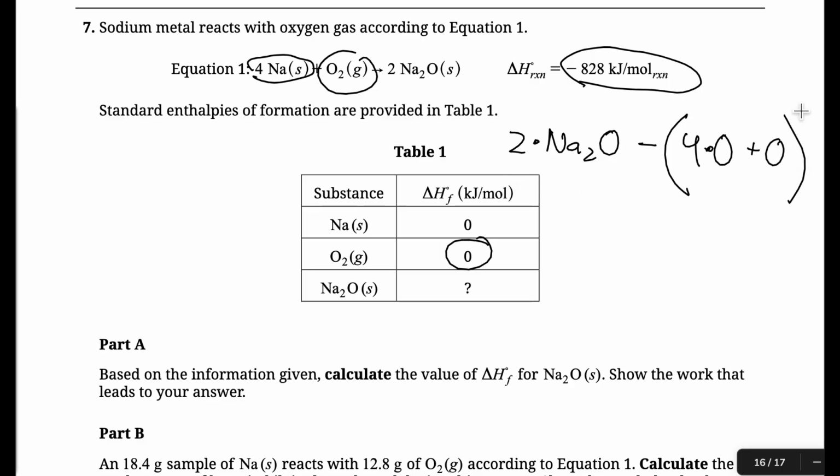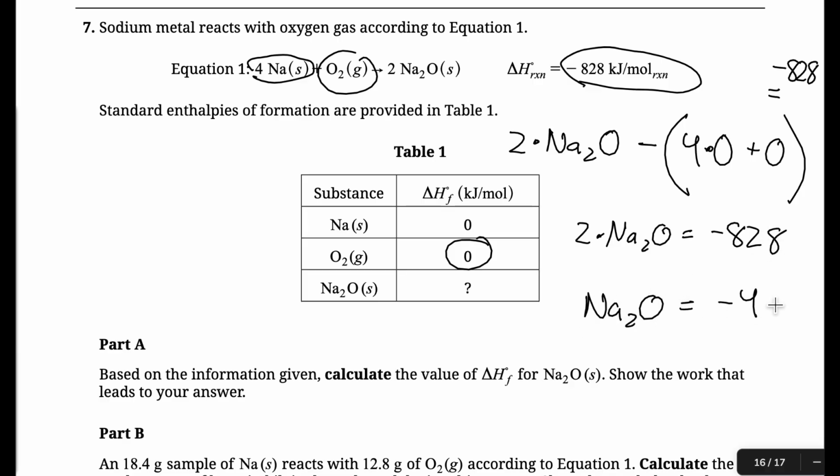So all this equals the total enthalpy for the reaction, which is negative 828 kilojoules per mole. So all this is going to be is 2 times Na2O equals negative 828, meaning that the enthalpy for Na2O is going to be negative 414. So this is negative 414 kilojoules per mole.